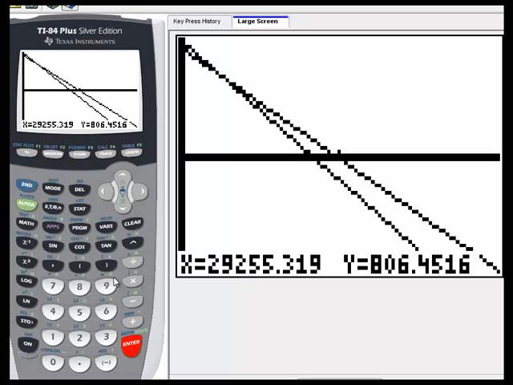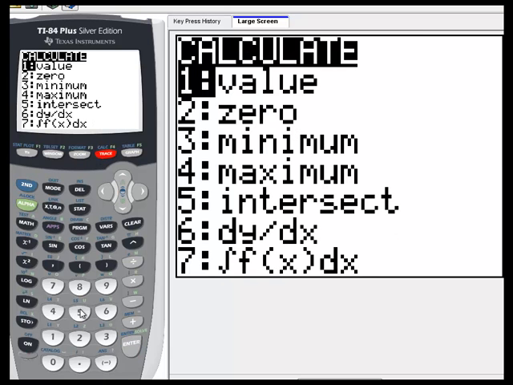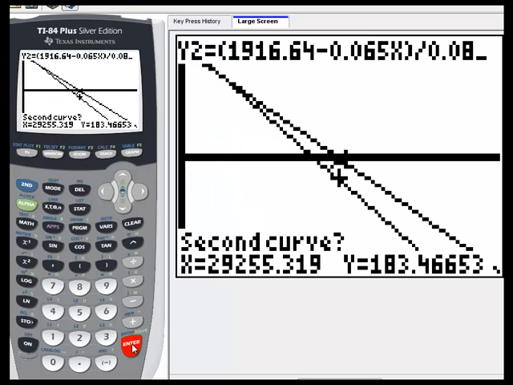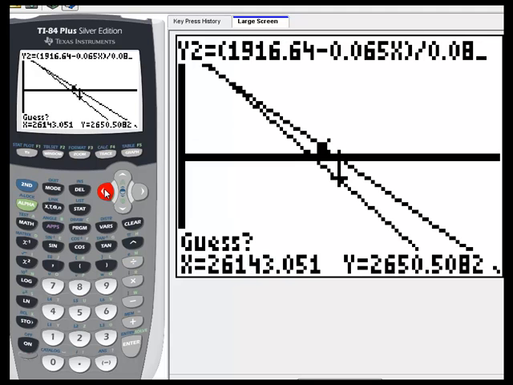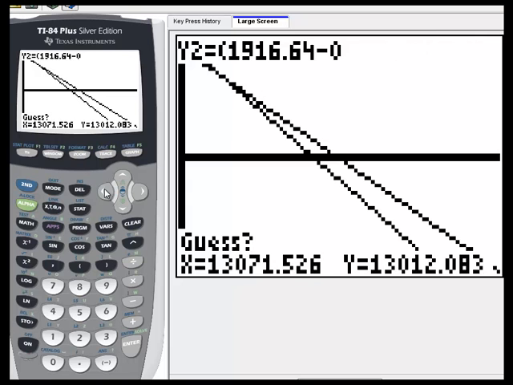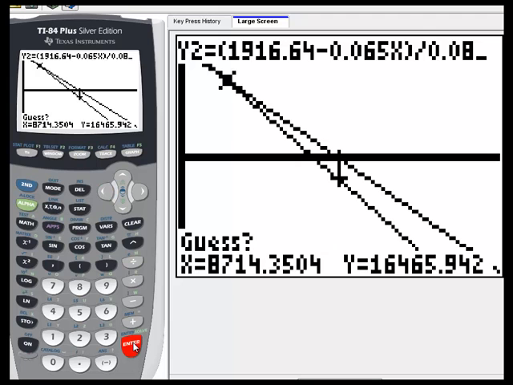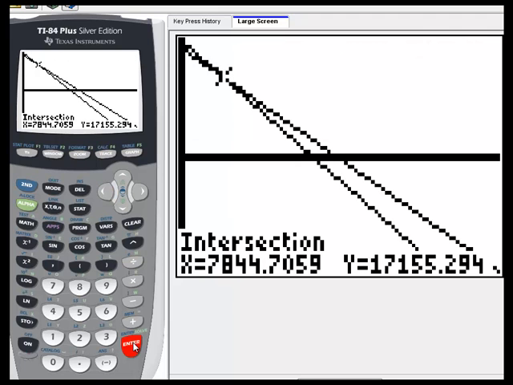Time to do a calculation of the intersection. So for this, second, calculate, intersect. Okay, first curve, yes. Is that our second curve? Yes, it is. As far as a guess goes, move the graph cursor over to about there, and enter. Okay, so we have this here.